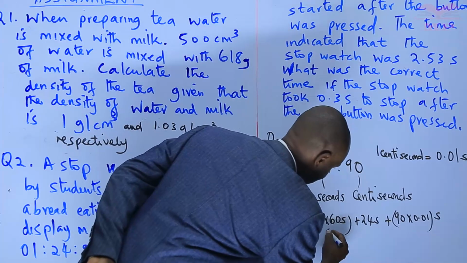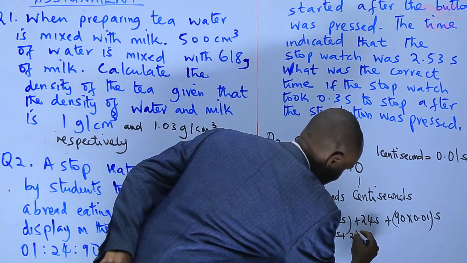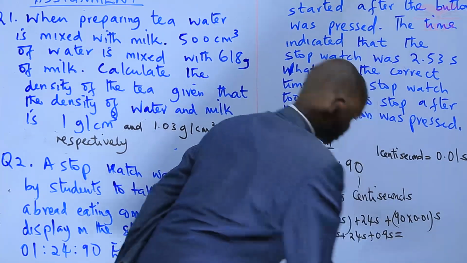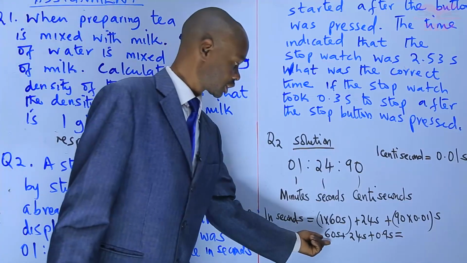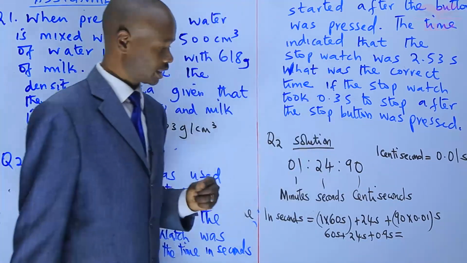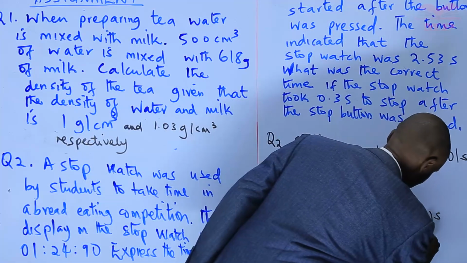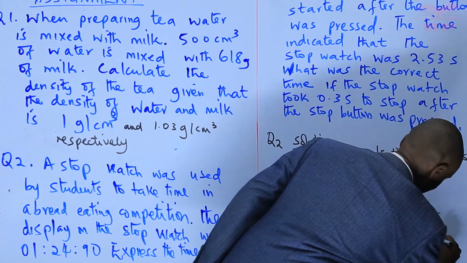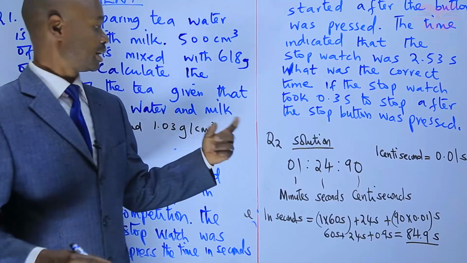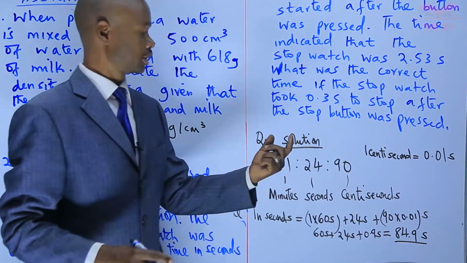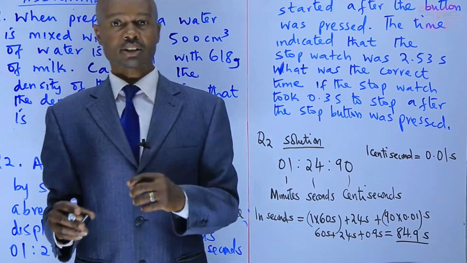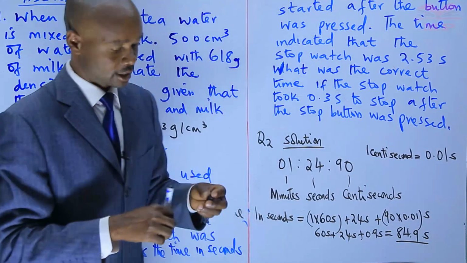It will be 60 seconds plus 24 seconds plus 0.9 seconds. The sum of 60 seconds plus 24 seconds is 84 seconds, plus 0.9 will give me 84.9 seconds. So on a stopwatch, these are the minutes, these are the seconds, and these are the centiseconds. A centisecond is a 100th of a second.